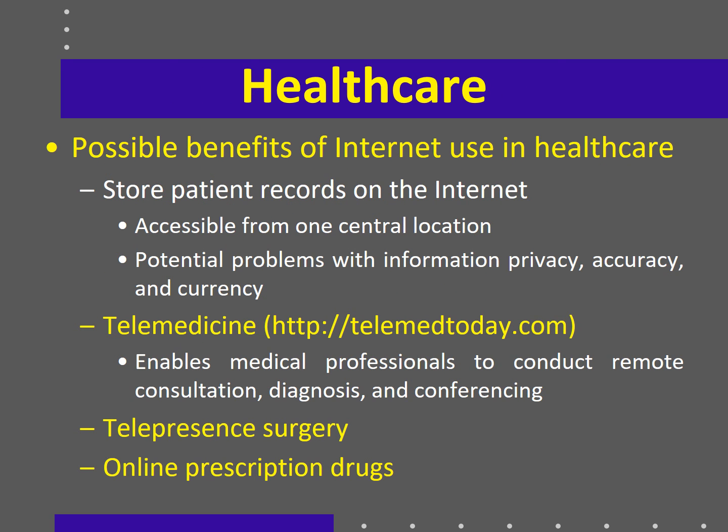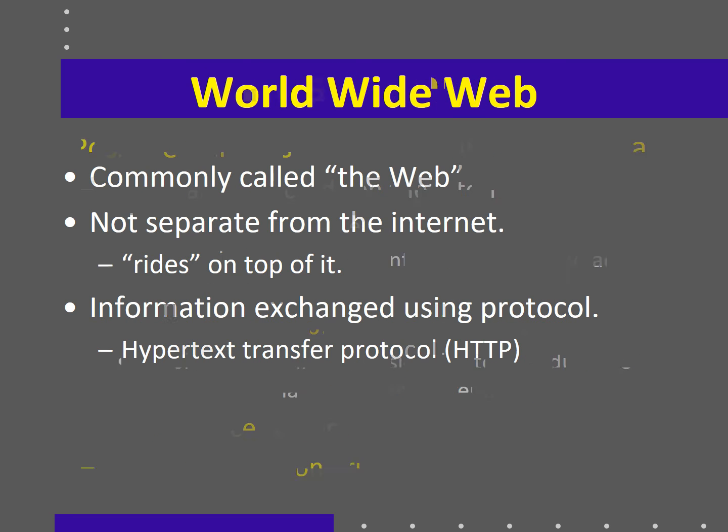Then we have another important application, another service provided by the internet, that is healthcare. The internet can be used to store patient records. They can be accessible from one central location, but it has a disadvantage regarding privacy, accuracy and currency. Then we have telemedicine. It enables medical professionals to conduct remote consultation, diagnosis, and conferencing. We have telepresence surgery. Online prescription drugs are also available.